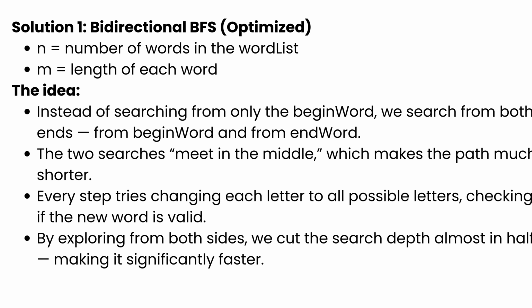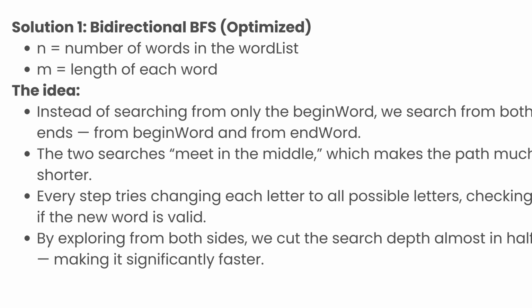Every step tries changing each letter to all possible letters, checking if the new word is valid. By exploring from both sides, we cut the search depth almost in half, making the algorithm significantly faster. Imagine it like two people searching for each other in a maze, much faster than one person wandering alone.